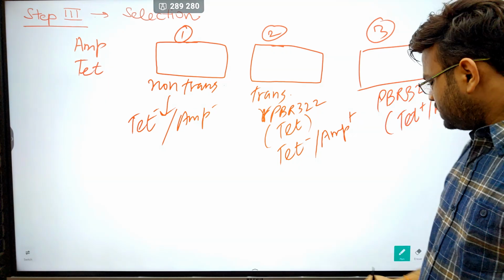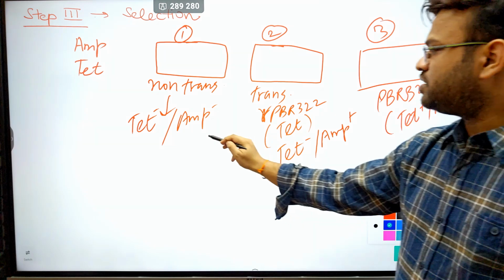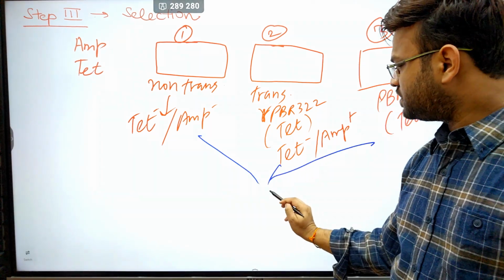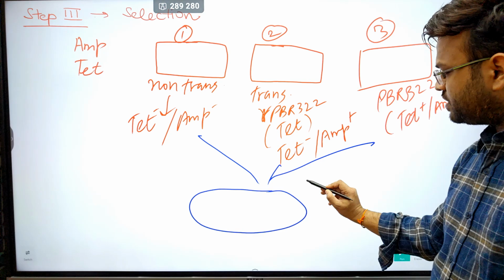Now, all these are now transferred onto a Petri plate. This is a Petri plate, Petri dish.